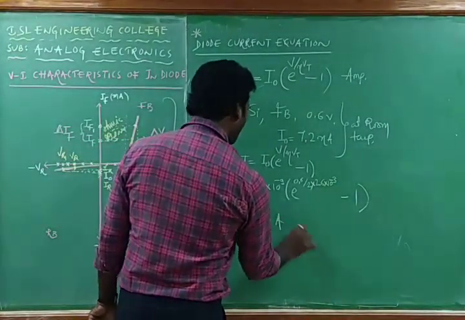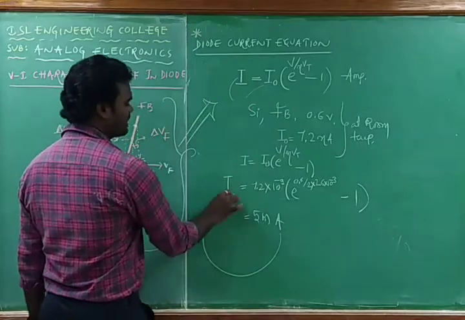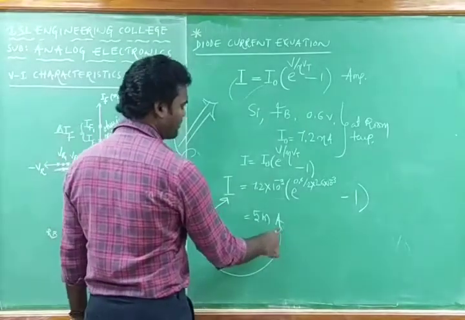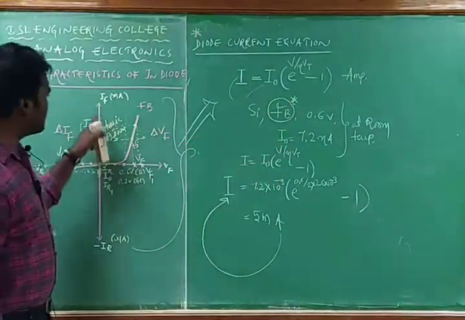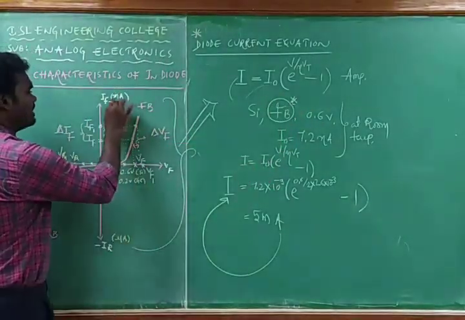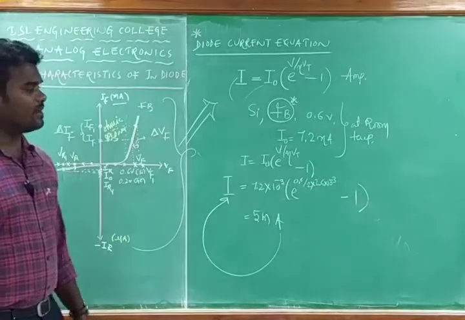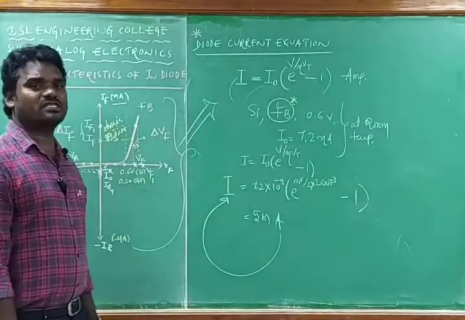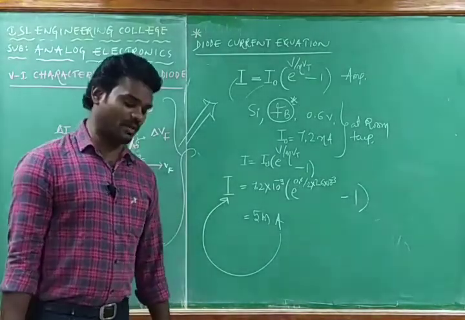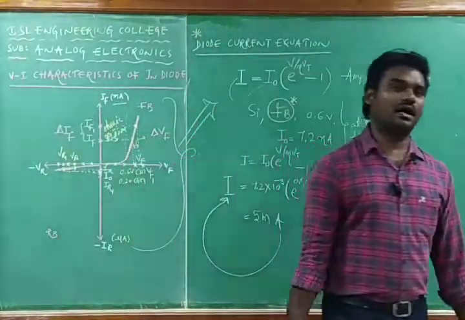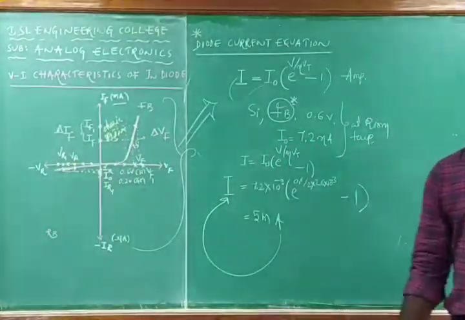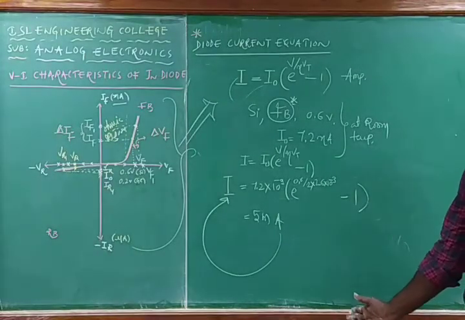So the PN junction diode conducts 5 milliamps of current when it is connected in forward bias. When the PN junction diode is connected in forward bias, it conducts milliamps of current. When the same PN junction diode is connected in reverse bias, it can conduct a current of microamps, even less than that. Sometimes it conducts nanoamps of current also.